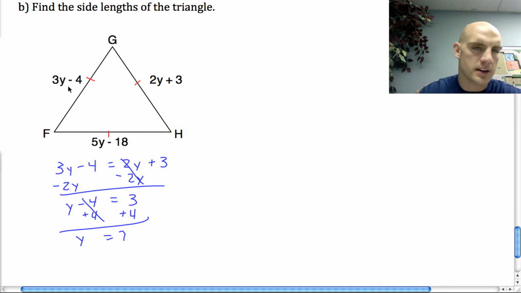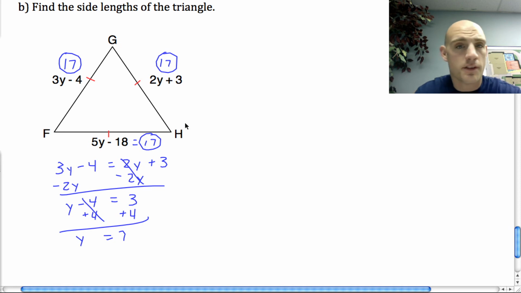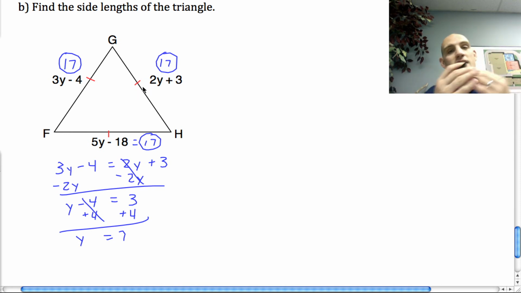And what happens when I plug it in is I get 21 minus 4 would be 17. I've got 2 times y, which would be 14, plus 3 is 17. And I've got 5y, which would be 35, minus 18 is equal to 17. And because it's equilateral, that makes sense that all of them are the same. So that's my check right there, is to see if they're all the same. Okay, so what I did was I used these classifications to know that I can set these certain things equal to one another. It's a good situation.